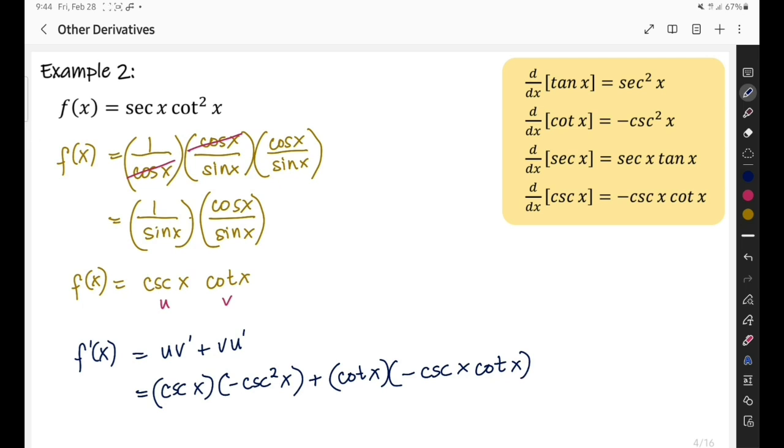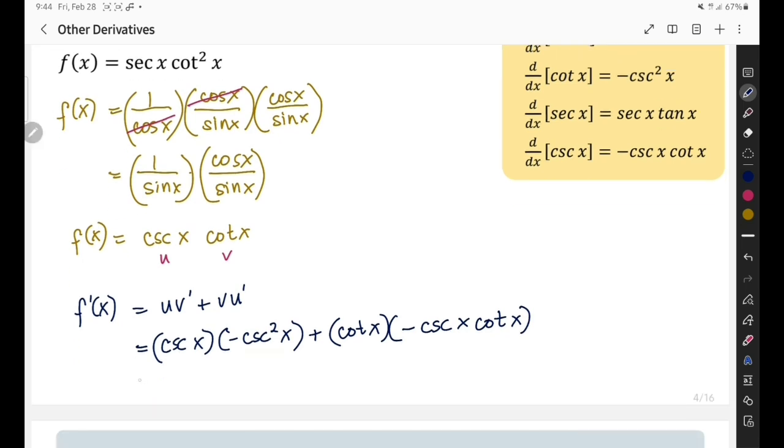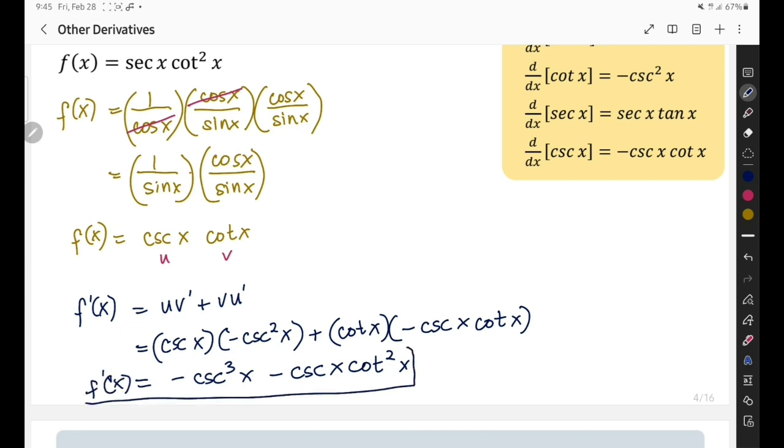And so we try to simplify. We have here negative cosecant cubed x. And also here, we multiply, and then we have negative cosecant x cotangent squared x. And yeah, that's it. There's nothing to combine or simplify.